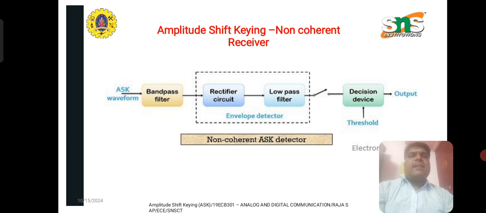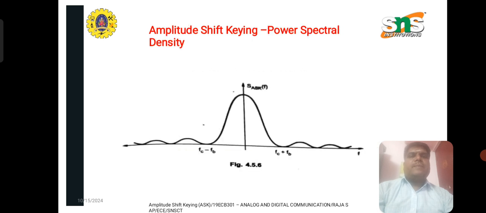Here, instead of a low pass filter, we are using a band pass filter. Then an envelope detector circuit is used. Finally, the decision device is provided along with the threshold for getting our transmitted input data as the output. This is the power spectral density of the ASK waveform.